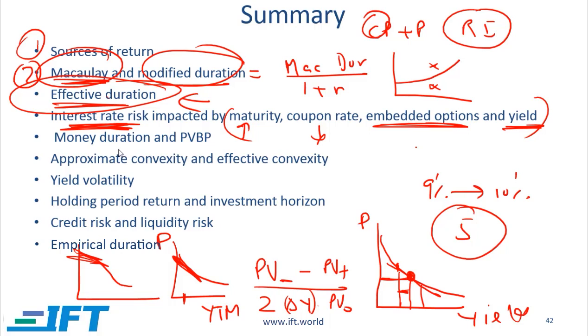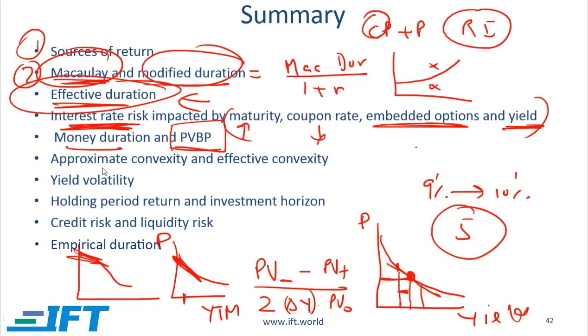Money duration and price value of a basis point. Money duration refers to the monetary impact of a change in interest rate. Price value of a basis point is the change in dollar value of a bond or a bond portfolio if the interest rate changes by 1 basis point.